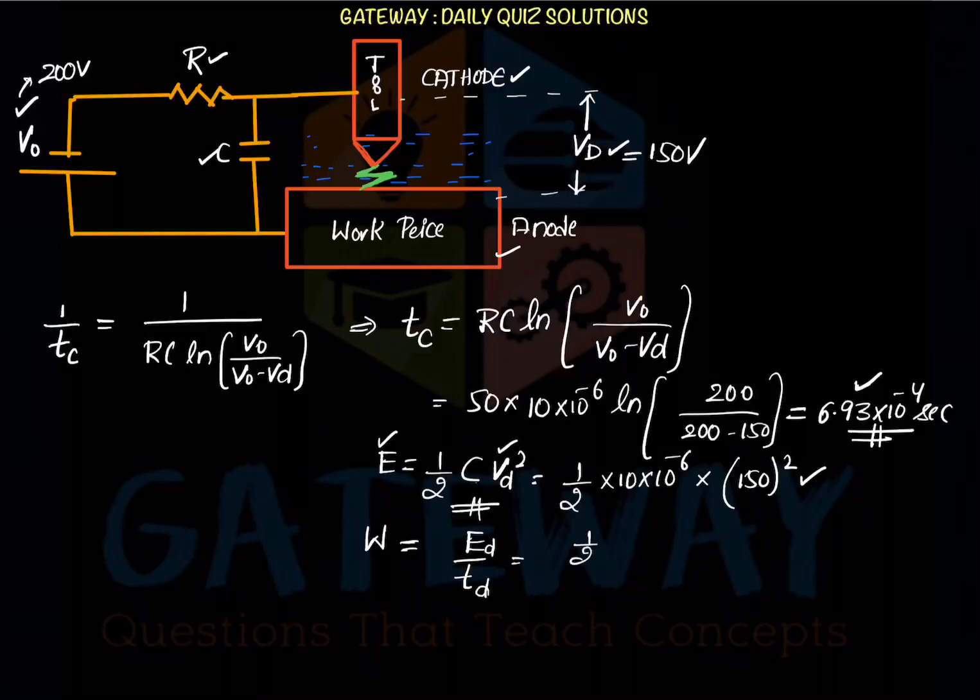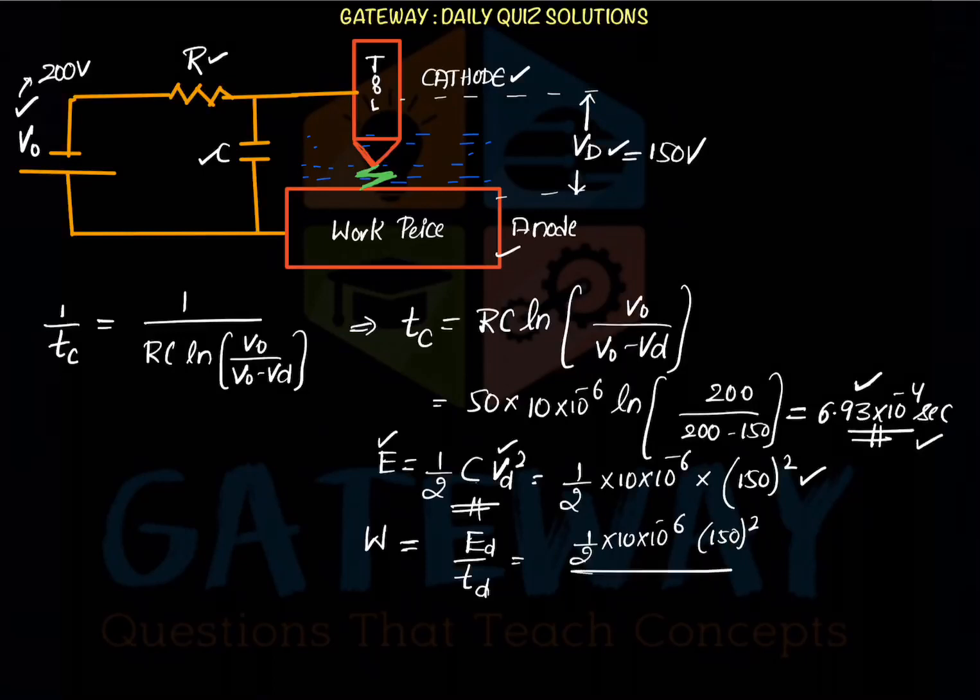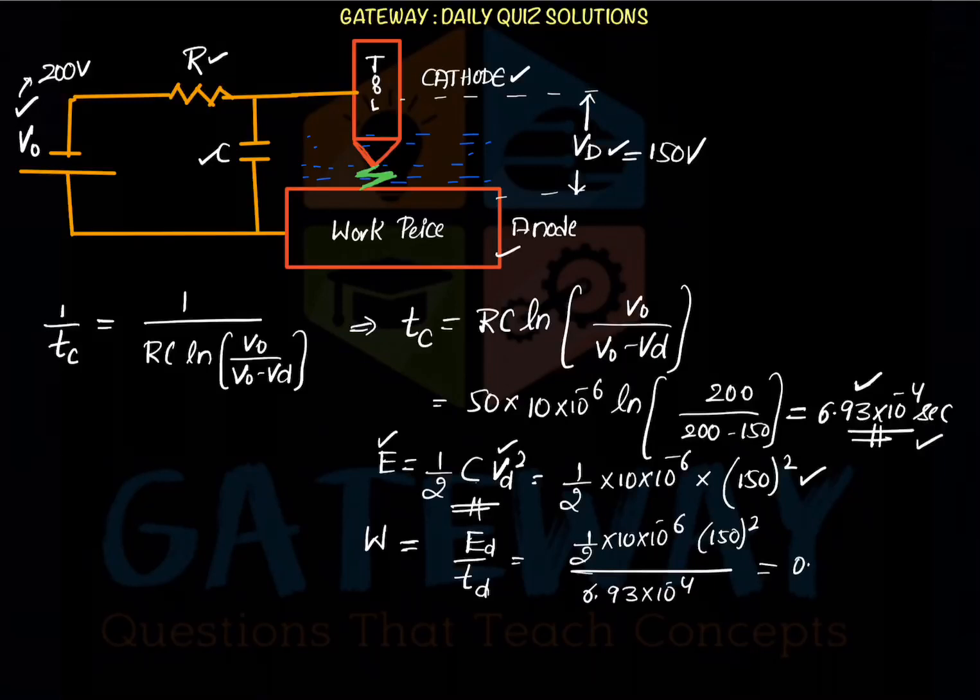We have calculated both. So half into 10 into 10 power minus 6 into 150 square, upon the time for discharge, which we just calculated as 6.93 into 10 power minus 4 seconds. From here the average power comes to 0.6233 kilowatts. This is the average power delivered during the discharge, the average power used for machining.